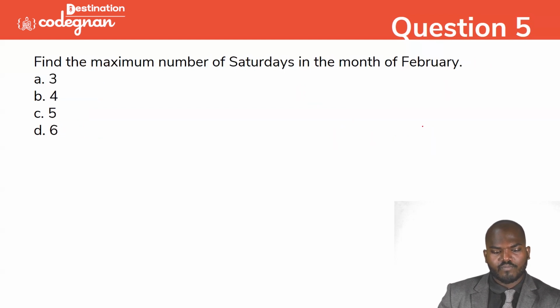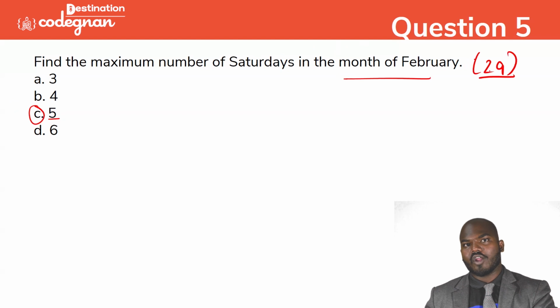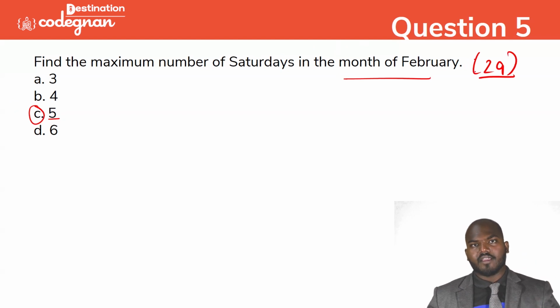They are asking what is the maximum number of Saturdays in the month of February: either 3, 4, 5, or 6. Obviously it's a direct answer, 5. If the month starts exactly on a Saturday, you will get Saturday 5 times. You can count it. Because the maximum days in the month is 29. If it is 28, your logic is correct, you will have 4. But if it is 29, it will generate 5.